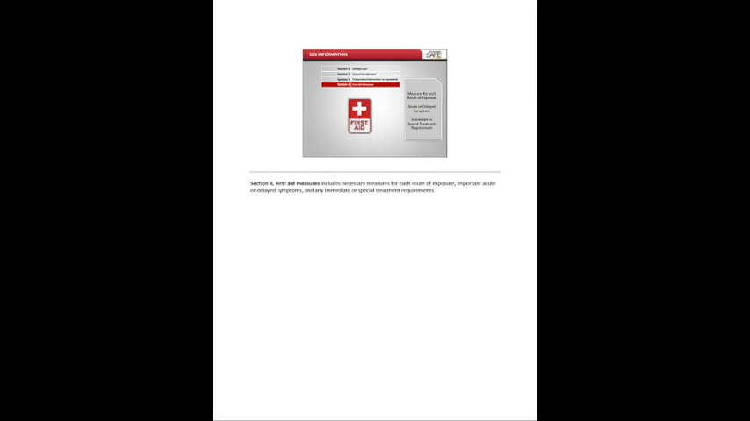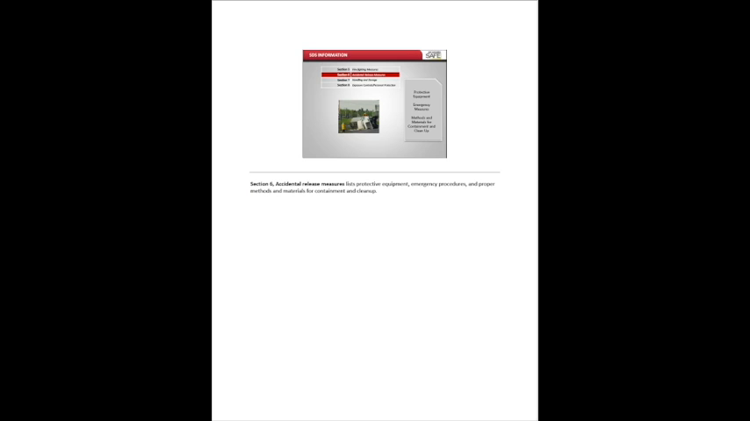Next slide. Section 4, First Aid Measures, includes necessary measures for each route of exposure, important acute or delayed symptoms, and any immediate or special treatment requirements. Next slide. Section 5, Firefighting Measures, lists suitable extinguishing methods, hazardous combustion products, equipment, and special precautions for firefighters.